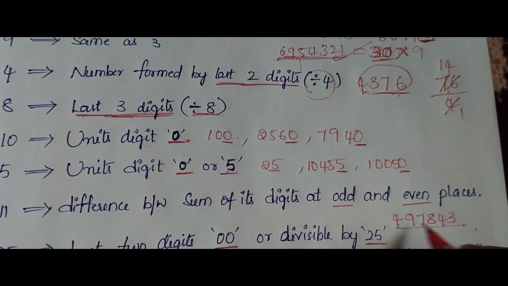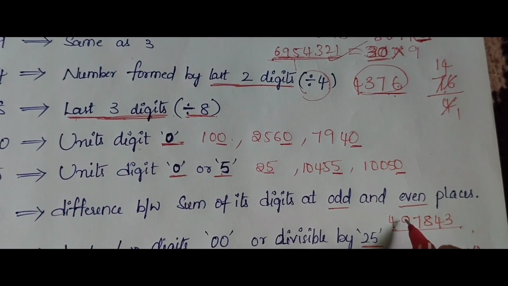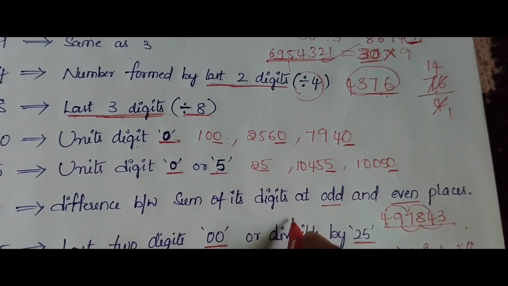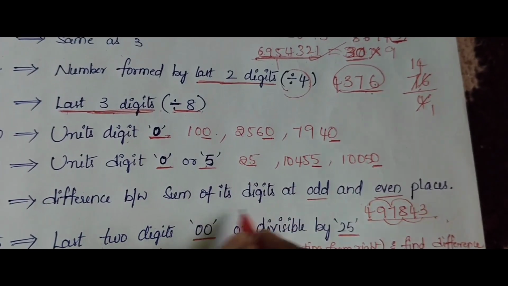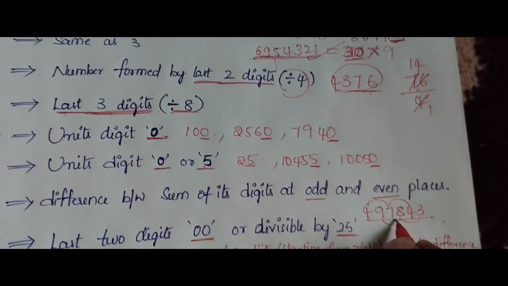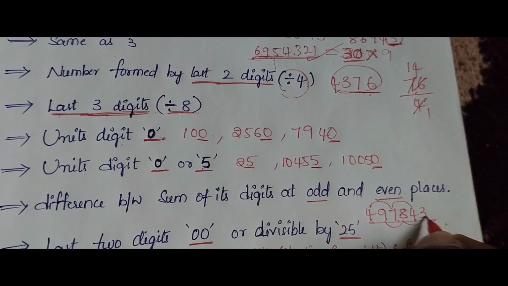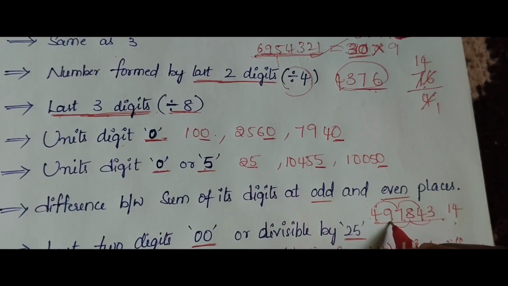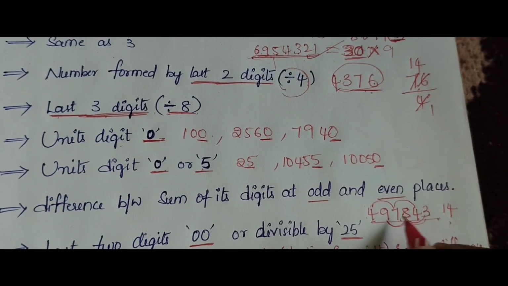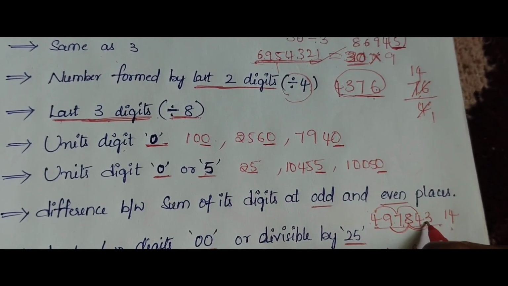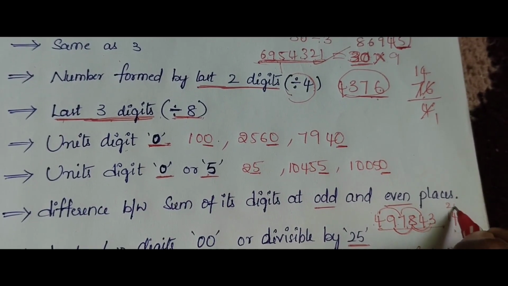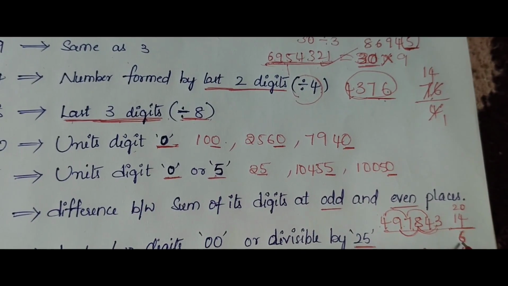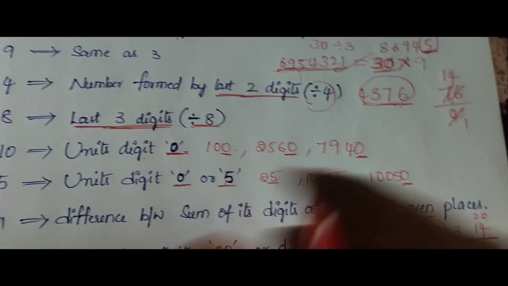Here, add all the digits in odd places and even places. First, we take the odd places: 4 plus 7 plus 3. How much do we get? We get 14. And now add the digits at even places: 9 plus 8, 17, plus 3, we get 20. The difference between these two is 6, which is not divisible by 11.